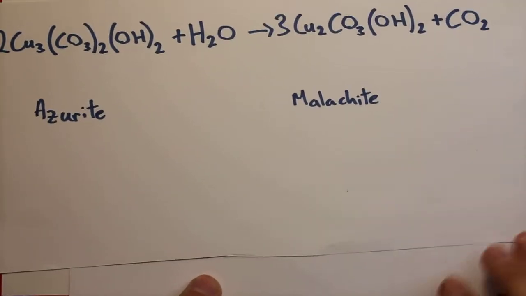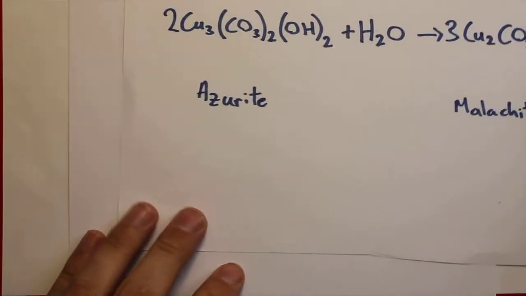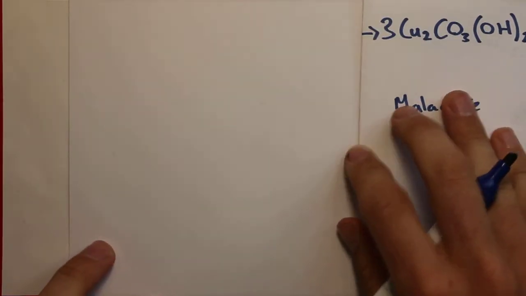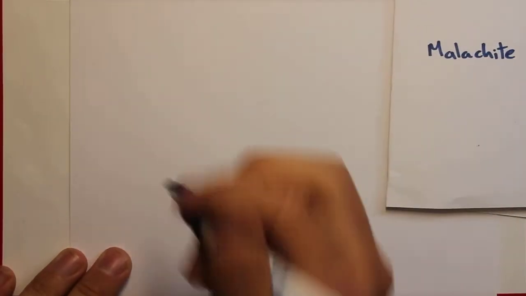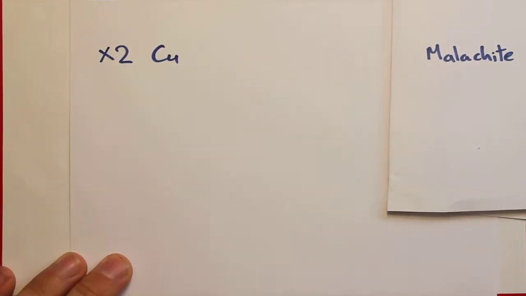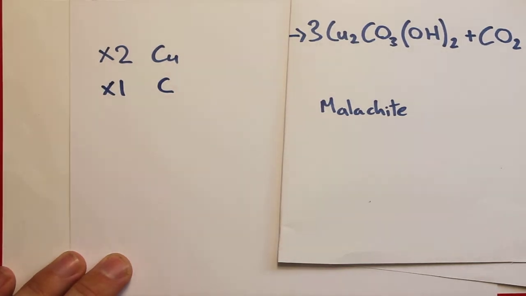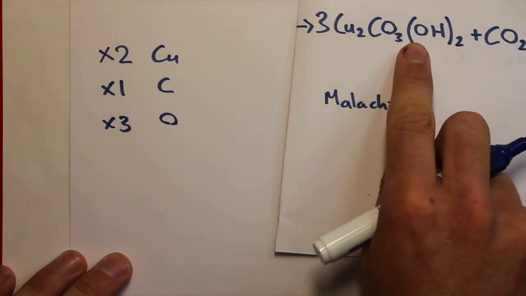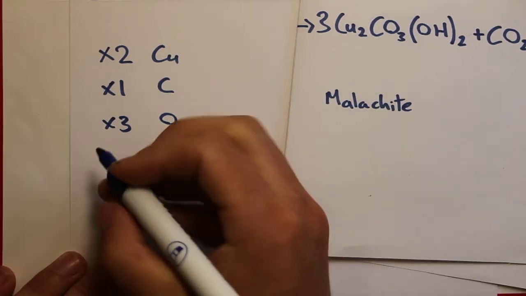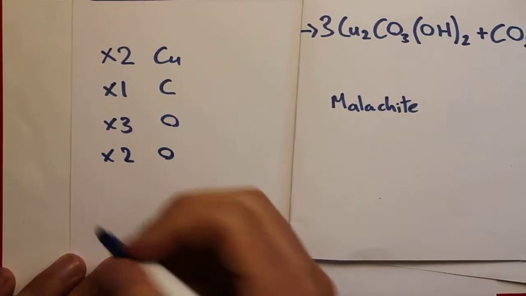So we can see here what our malachite molecule is made up of. It is made up of 2 copper atoms. So we've got times 2 copper. It's made up of 1 carbon atom times 1 for carbon. We've got 3 oxygens here times 3 for our oxygen. We've got another oxygen here, and that's times 2 because of our brackets here and the 2 outside it. So times 2 for another set of oxygens. And we've got our hydrogen here also times 2.